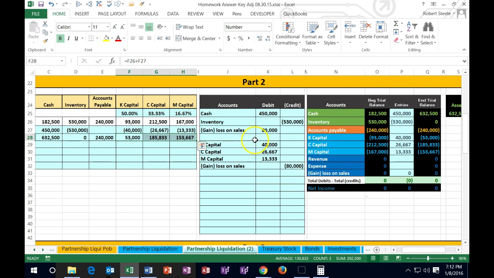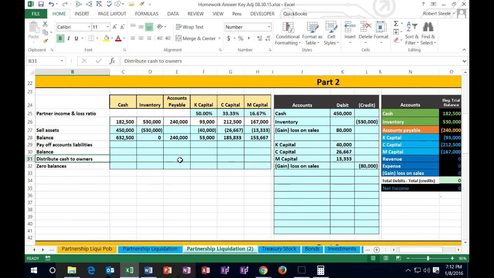What's the next step? We're going to pay off now the payable account. We now have the cash to pay off the payable account. We'll do this in two ways. We'll do it with a worksheet, then we'll come over here and do it with the journal entries. And again, some people prefer one or the other. We'll do it both ways so we can kind of see what it would look like.